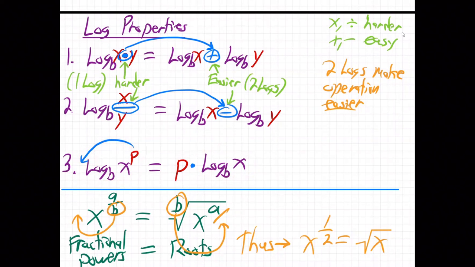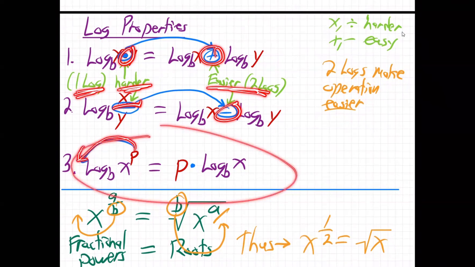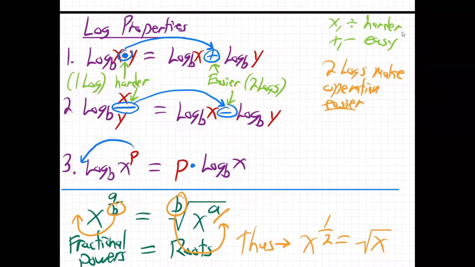Basically what they're saying is, I think of multiplying and dividing as harder operations, and adding, subtracting is easier, right? Adding, subtracting was what you learned when you were just a young child, and then multiplying and dividing when you got older. So basically 2 logs make the operation easier, like 2 people make a job easier to lift. It's a harder operation, multiplying or dividing, for 1 log, but it becomes easier with 2 logs. It just becomes adding and subtracting, no longer multiplying, dividing. And then property 3 is just about powers coming down to the front for 1 log. Okay, so there are the log properties.